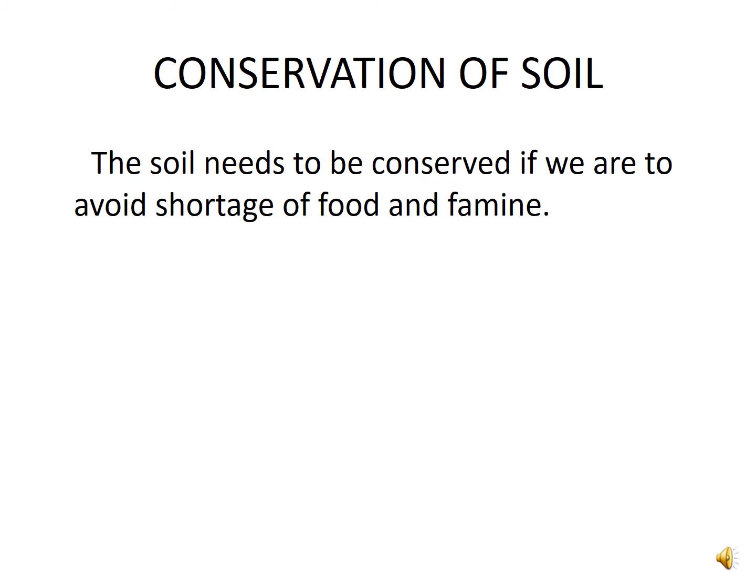We all know that our plants grow on soil. Without soil, we don't have plants. We will not have plants, and in turn, we will not have food, and that will lead to famine, because soil is the habitat, or the place where we grow our plants. And if soil is not conserved, it means therefore we are going to experience food shortage, which will in turn lead to famine.